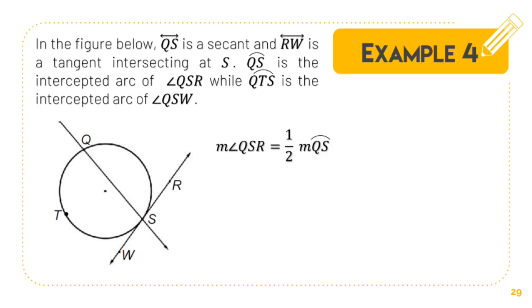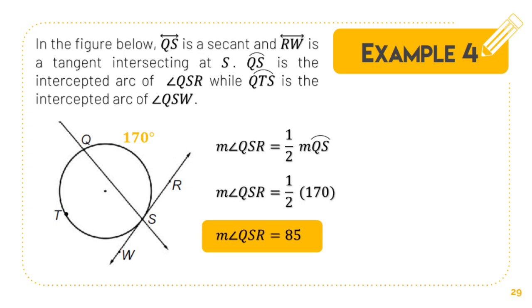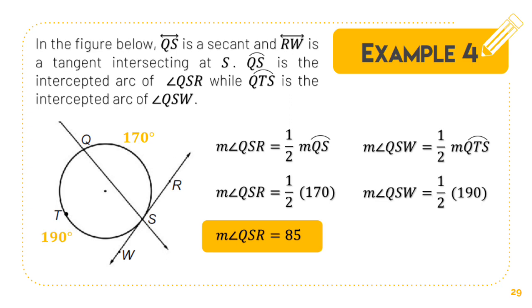To solve for the measure of angle QSR, we will be using the measure of arc QS. If arc QS is 170 degrees, then we may say that the measure of angle QSR is equal to 85 degrees. While for the measure of angle QSW, we have 1/2 of the measure of arc QTS. If the measure of arc QTS is 190, therefore the measure of angle QSW is equal to 95.